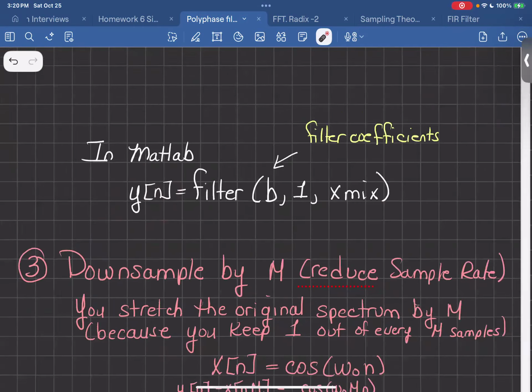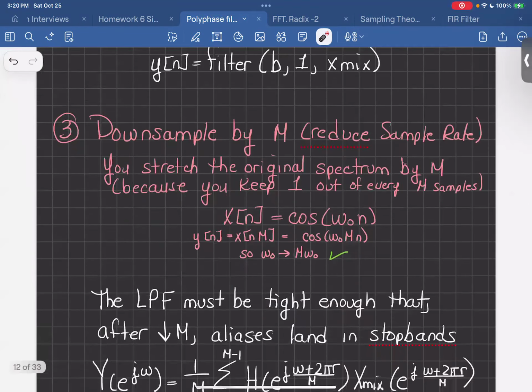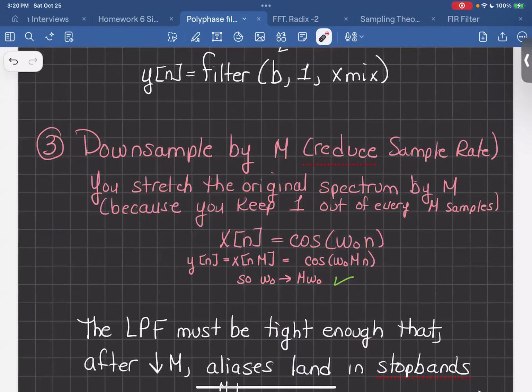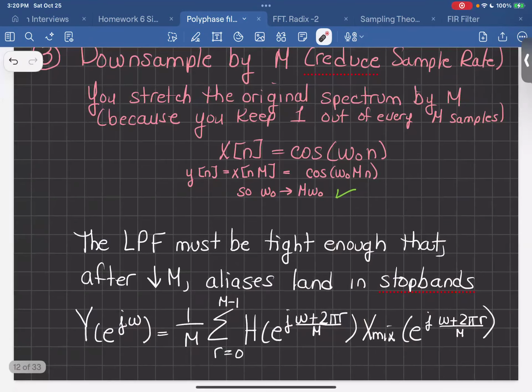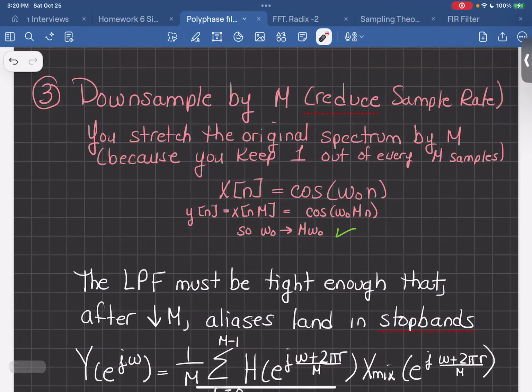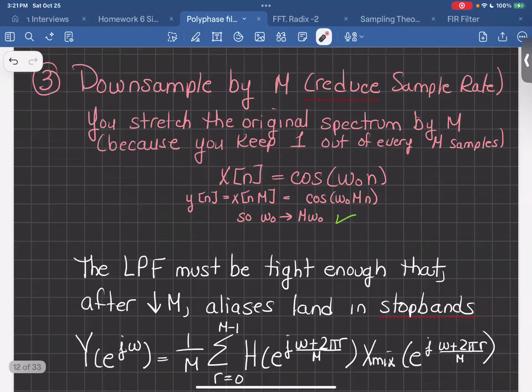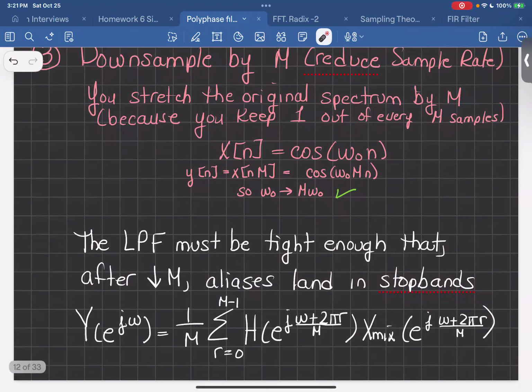All right, so now we have finished filtering. That doesn't mean you understand filtering. That means we have finished filtering. I've shown you how to do it in MATLAB, and I've given you the reasons why. And so number 3 is downsample by M. We want to reduce the sample rate because we have our magical frequency now at 0 hertz. So now we can reduce the sample rate.